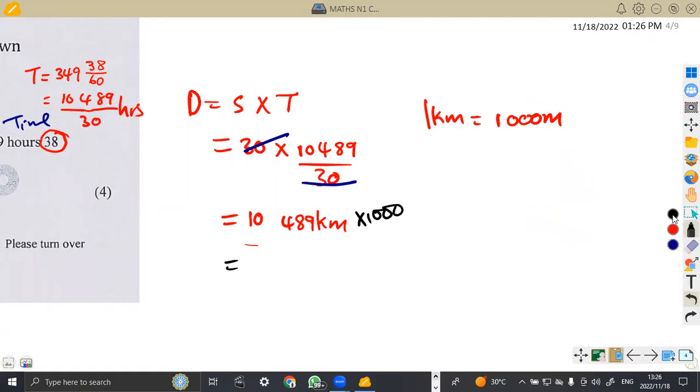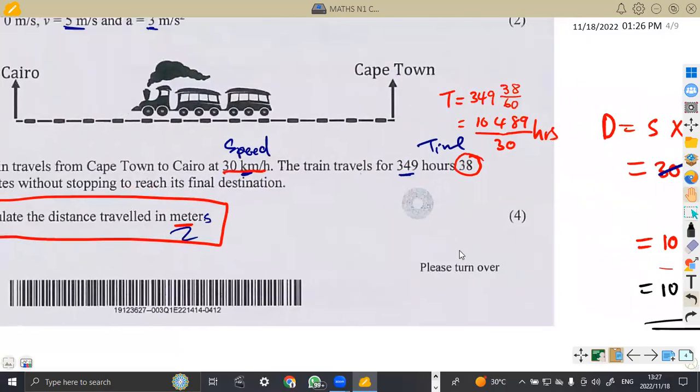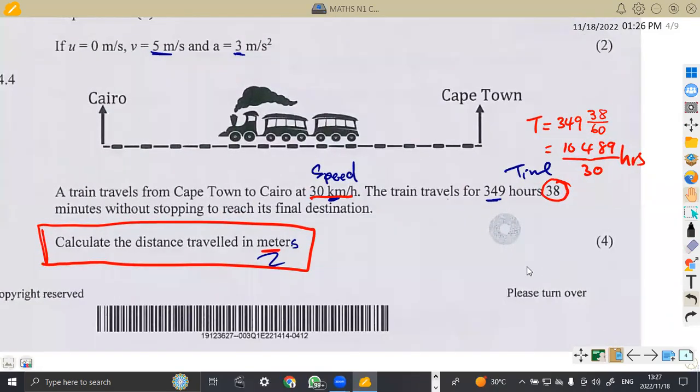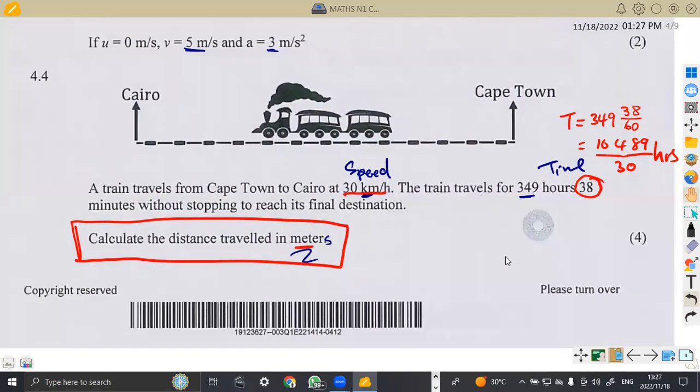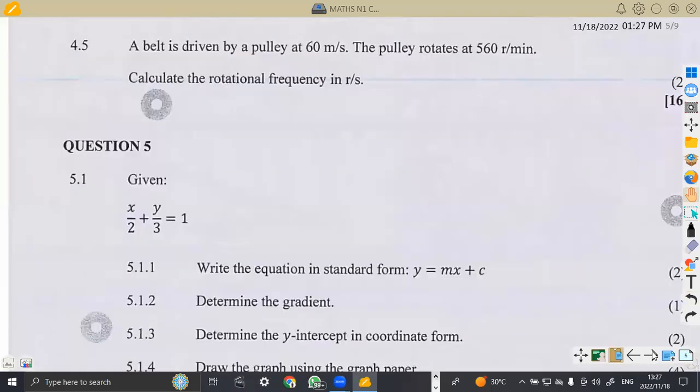So it's going to be something like this. That's 10, 4, 8, 9. Then we put these zeros like that. Now it is in meters. So that was the distance which was traveled from Cape Town to Cairo in meters. So I think that's clear. That's clear, guys. As we can see, it was 4.4. Okay, so that was our 4.4. Let's see the other part of the question.